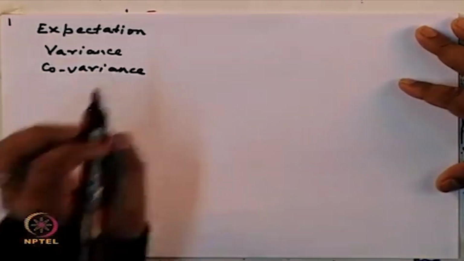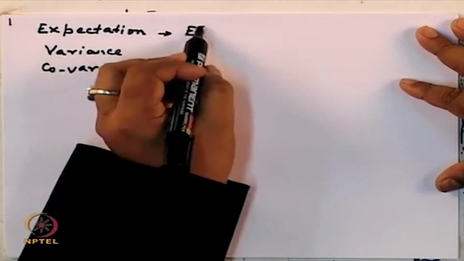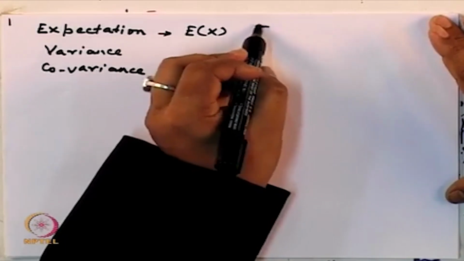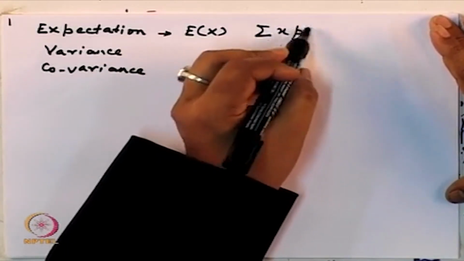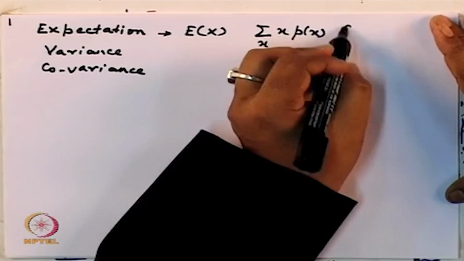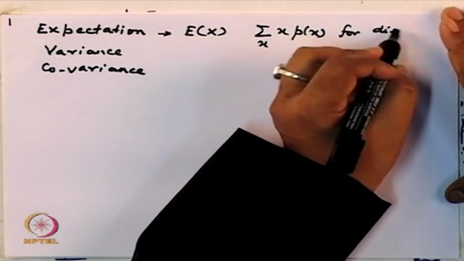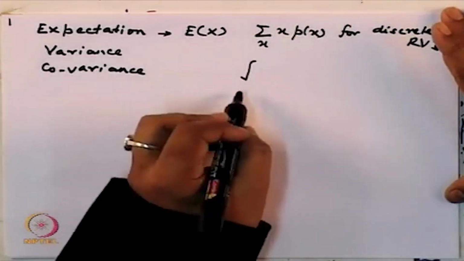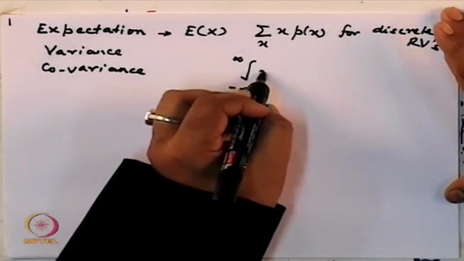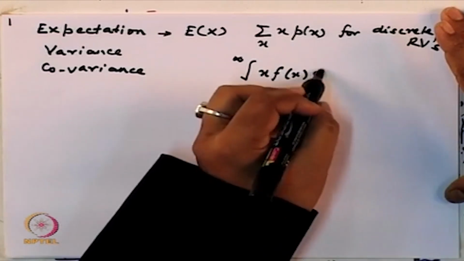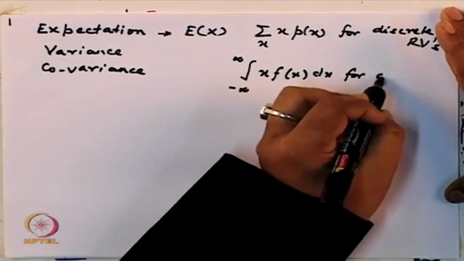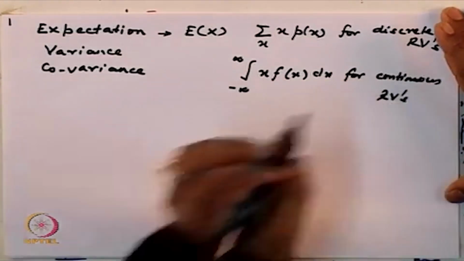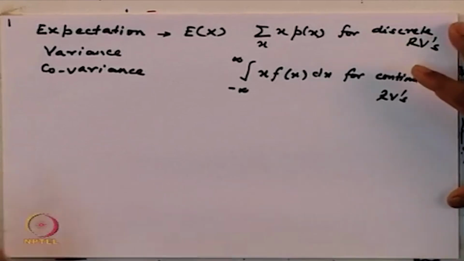Expectation is written as E of x for a random variable x, and is defined as either summation x p of x over all x for discrete RVs, or the integral for continuous RVs. So, let us take the following example.